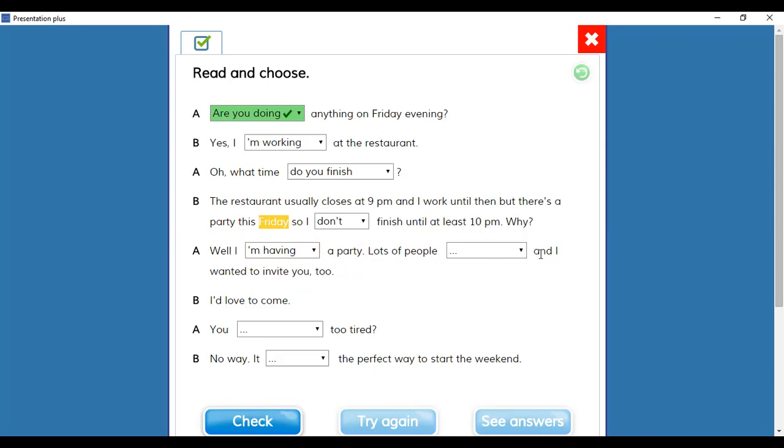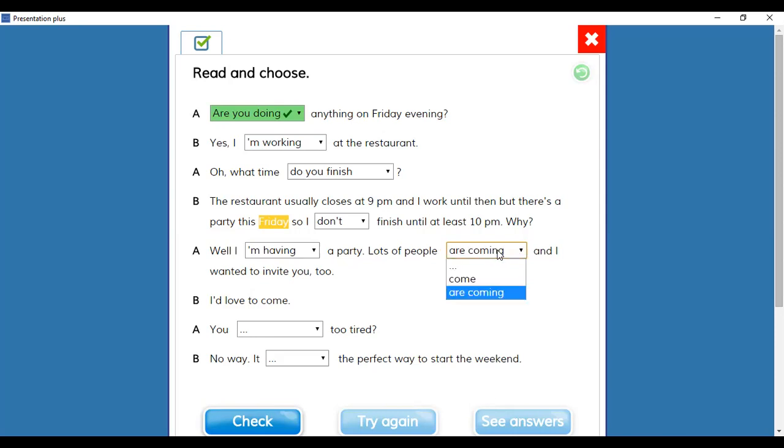Lots of people and I wanted to invite you. Are coming? Yes, lots of people are coming.